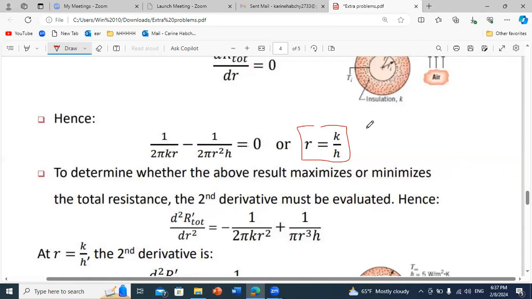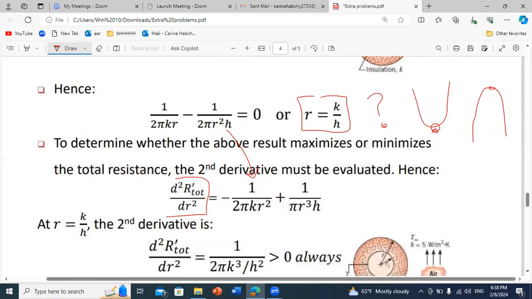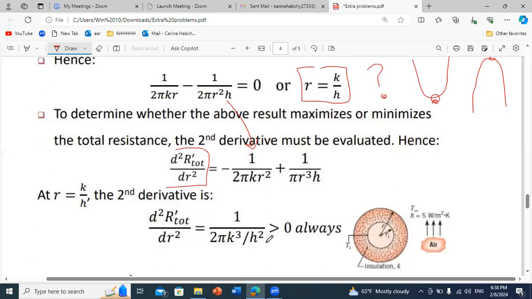But now, how can we check if this is a maximum or a minimum? You know that to get a minimum, the second derivative should be positive, and to get a maximum, the second derivative should be negative. So now we should check the sign of the second derivative. If we derive this equation again, and we replace the optimum, R equals k over h, we get that for this value, the second derivative is positive. This means that we don't have a maximum, we have a minimum.